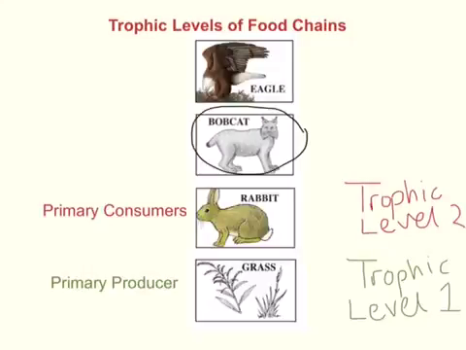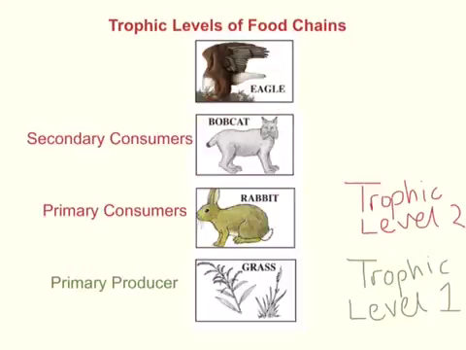Next up we have the bobcat. Now the bobcats eat the rabbits, and they are the third organism in the food chain, and they are known as secondary consumers because they are the second thing to eat something else. And again, they are consumers rather than producers because they have to consume their food. They can't make it themselves. So, the bobcat is at trophic level number 3.